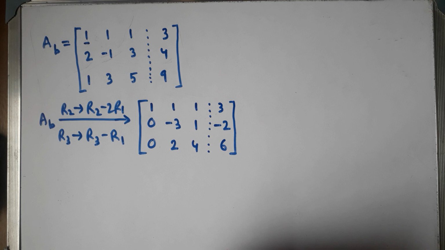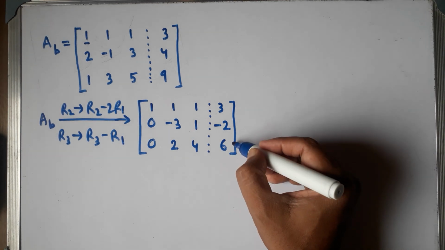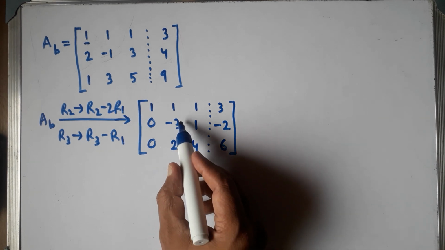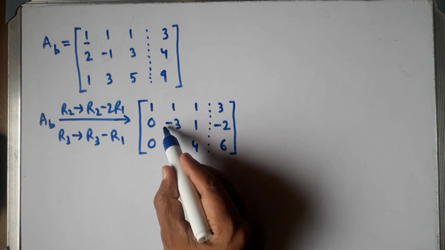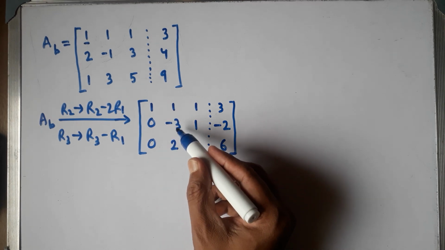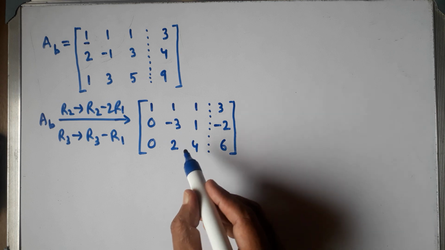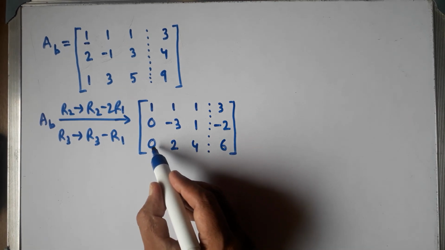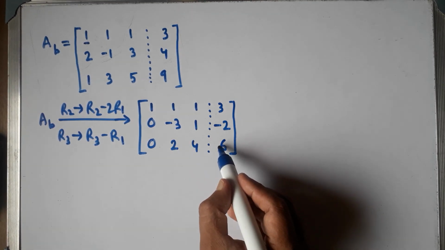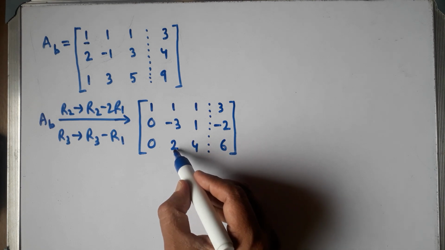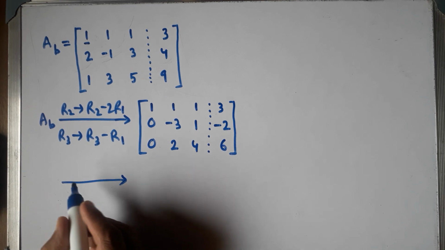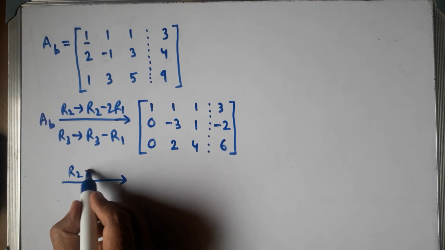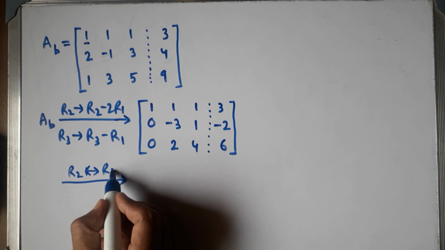Now we can change these two equations because I want to make this element 1. So here if I change these two rows, then I can divide this row by 2. We will get 1 easily. So next is this. This is R2 and R3 interchanged.